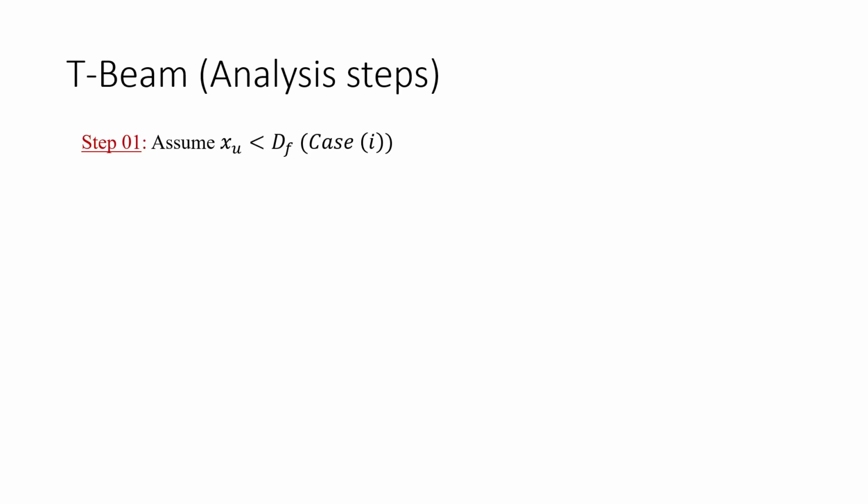First, in step 1, for the given sectional dimensions and Ast, we need to assume that the depth of neutral axis is lying within the flange. That is the first case. So we are assuming that, and the second step will be finding the depth of neutral axis.